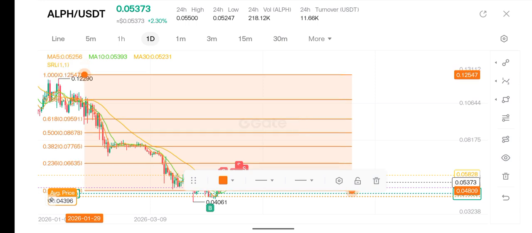Okay, so at 38.2, which is one of the most pivotal points, we're expecting the price to retrace to 0.07765, and at 50%, we're expecting the price to retrace to 0.8678, and at 61.8, which is the golden position, we're expecting the price to retrace to 0.0959.